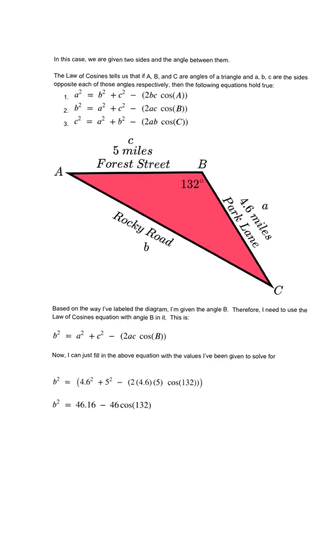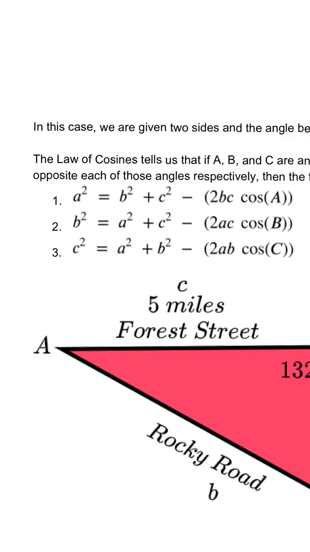The law of cosines tells us that if big A, big B, and big C are angles of a triangle, and little a, little b, and little c are the sides opposite each of those angles respectively, then the following three equations hold true. Now, I'm not going to actually read each equation because that's going to bore you, but I will tell you that the equation that we choose to apply is going to depend on the combinations of sides and angles that we've been given in our triangle diagram.